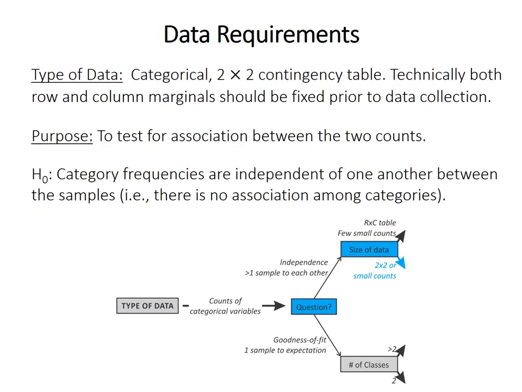So Fisher's exact test was designed for 2x2 contingency tables. It technically applies only to those contingency tables where both the row and the column marginal totals are fixed prior to collecting the data, and as I said on the previous slide, that's kind of unlikely for most earth science data. But don't worry, it's okay to run this test anyways, as we'll see in a minute. So the test looks for an association between the two sets of counts, with the null hypothesis that the frequencies are independent between the two samples. Put another way, there's no association among the categories, or there's no difference in the abundance between the different samples.